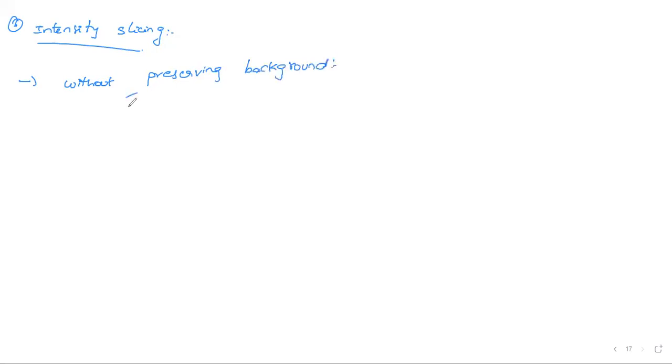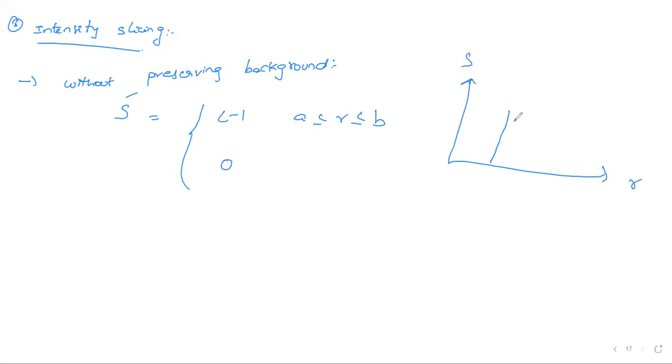Next, the sixth one, intensity slicing. Here we have two ways. Without preserving background: s is equal to L minus 1 between two values, and otherwise 0. This is the function, r and s, with a and b, and this is L minus 1.